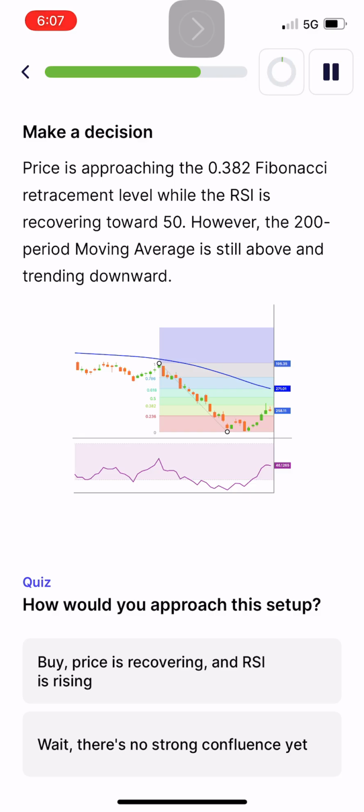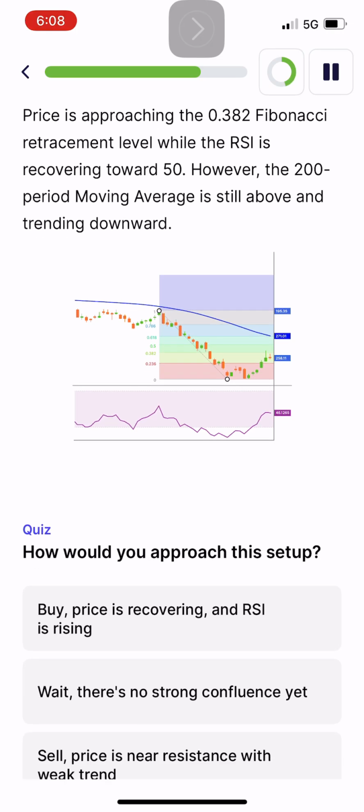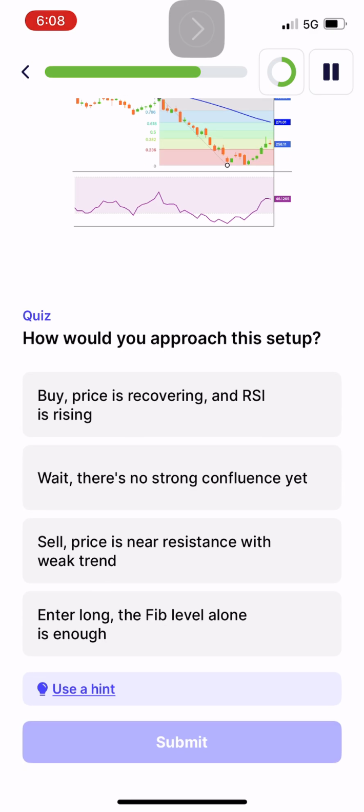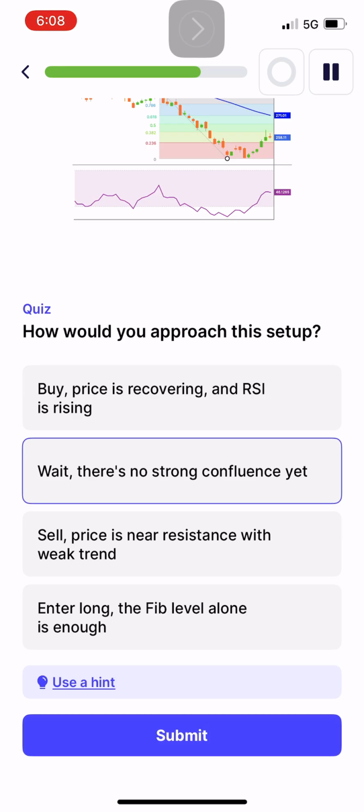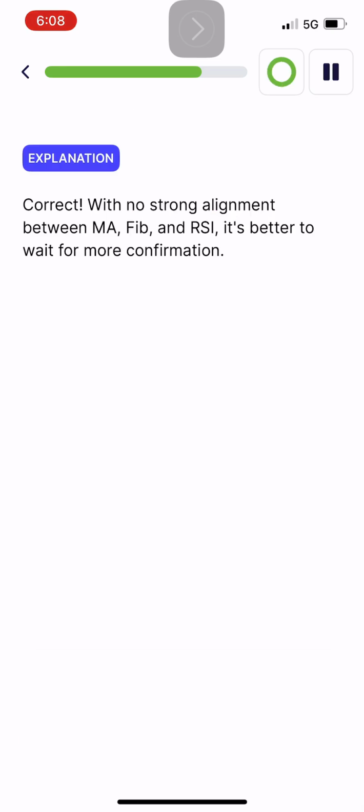Time for a quick quiz. Price is approaching the 0.382 Fibonacci retracement level while the RSI is recovering toward 50. However, the 200-period moving average is still above and trending downward. How would you approach this setup? Buy, price is recovering and RSI is rising. Wait, there's no strong confluence yet. Sell, price is near. Correct. With no strong alignment between MA, Fib, and RSI, it's better to wait for more confirmation.